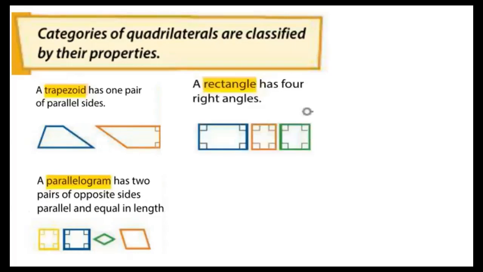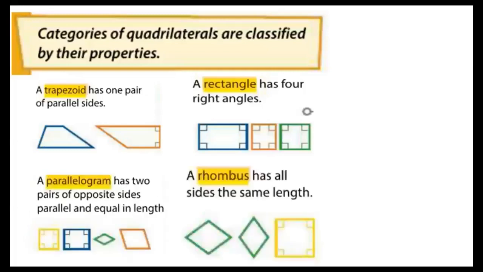What do you know about a rectangle? A rectangle has four right angles inside. Also, opposite sides are equal in length and parallel, so I can consider the rectangle as a parallelogram, or a special case of a parallelogram. Okay, the fourth shape here is the rhombus.